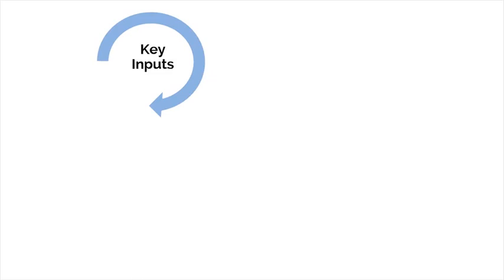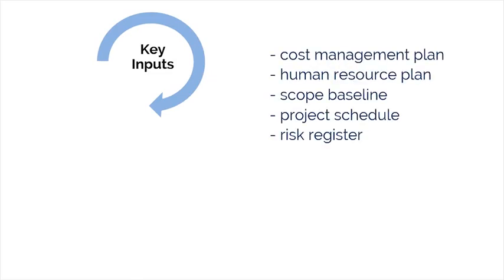The key inputs include the cost management plan, which defines how project costs will be managed and controlled on the project, and the level of accuracy required to estimate activity costs. This process also requires the human resource management plan that provides project staffing requirements and personnel rates, which are necessary components for developing the project cost estimates. The scope baseline is also an input, and remember this includes the scope statement, WBS, and WBS dictionary. Two final inputs to review here: the project schedule and risk register.